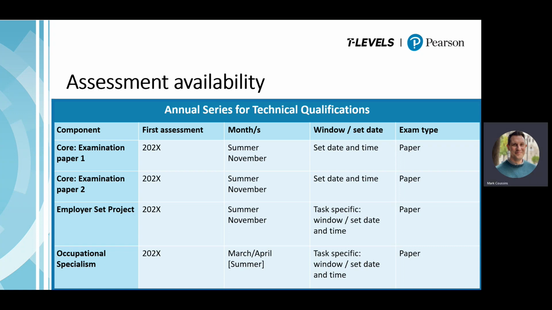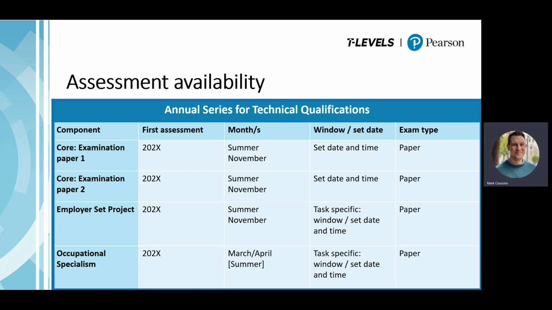For the occupational specialist component, the assessment is a substantial synoptic project. The first assessment opportunity for the occupational specialist component will be March-April of the second academic year the TQ is first available. So again, if the TQ is first available in September 2022, the first occupational specialist series will take place in spring-summer of 2024. Following this, there will be an annual summer series. We refer to this series as being summer, as this is when the assessment completes and the marking is undertaken.